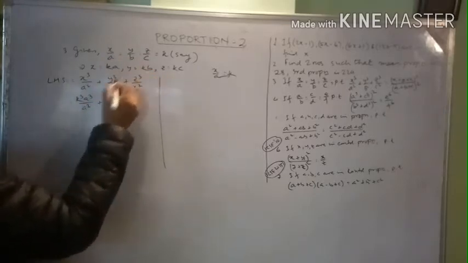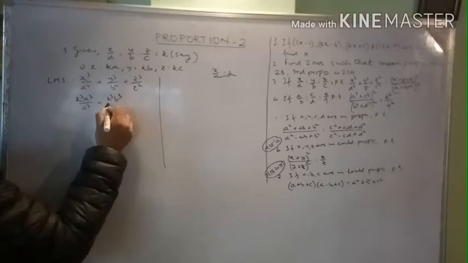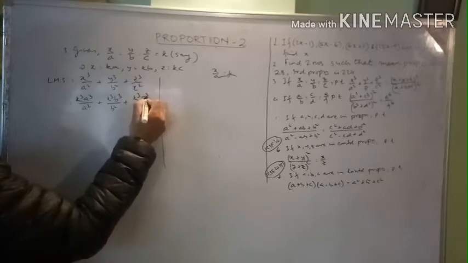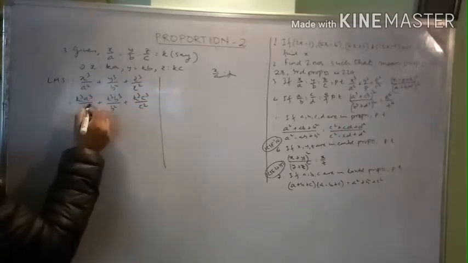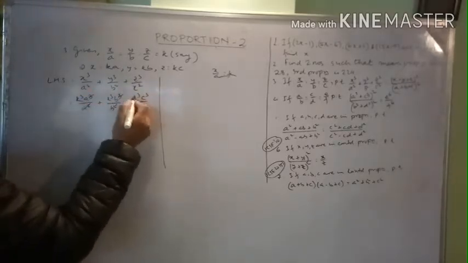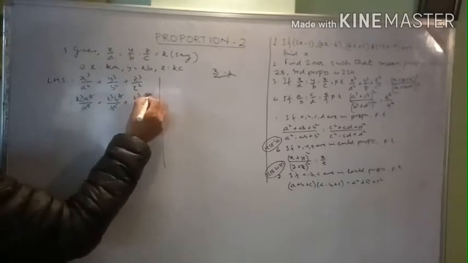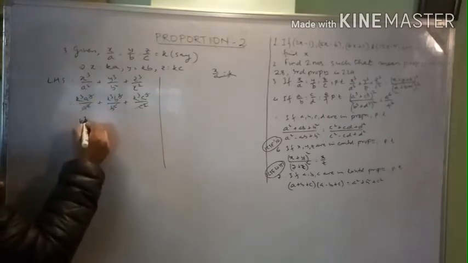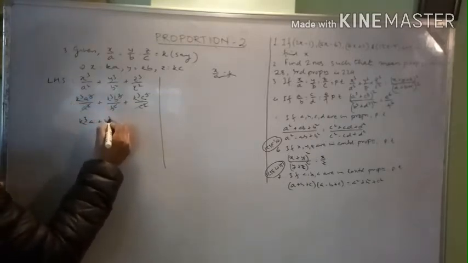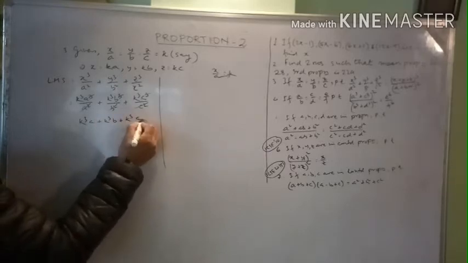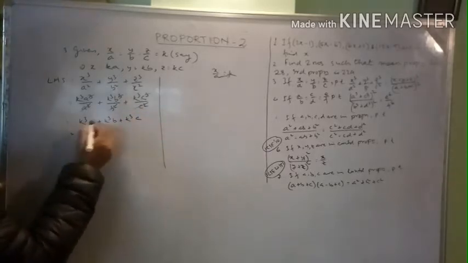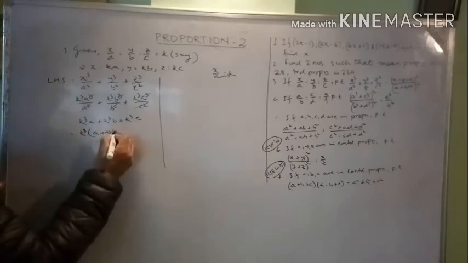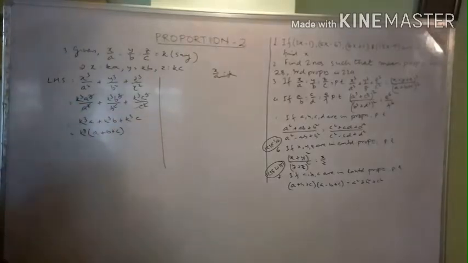Similarly, y cube will be k cube B cube by B square, and z cube will be k cube C cube by C square. So here A square will cancel with this power, B square will cancel with this power, C square will cancel with this power only, not the base, A will remain. So here what is left? K cube A plus k cube B plus k cube C. Now as you can see, k cube is common. If you take k cube common, what is left? A plus B plus C. So this is left hand side.